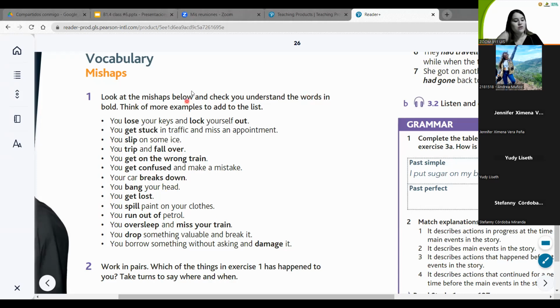What about you get lost? Have you ever got lost in Bucaramanga or in another city? Yes, teacher. Many times. Teacher, what is get lost? Como perderse. Yes, exactly. You are in a place, you don't know where you are, you're like, oh my God, where am I? What am I supposed to do? Where am I supposed to go?